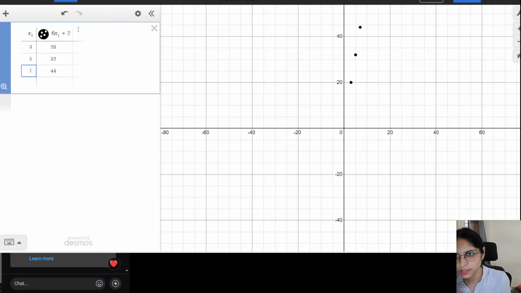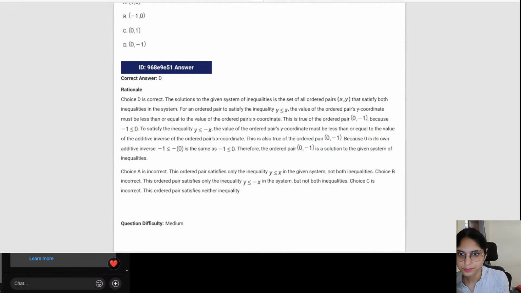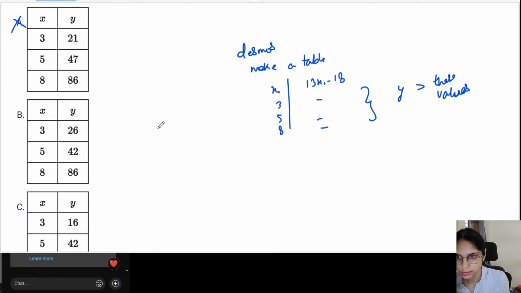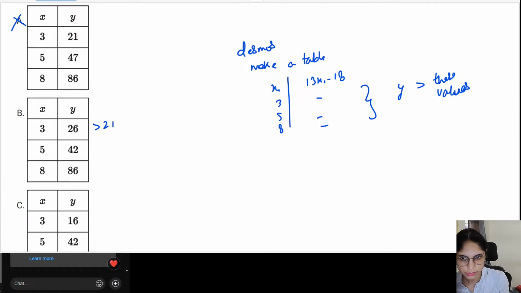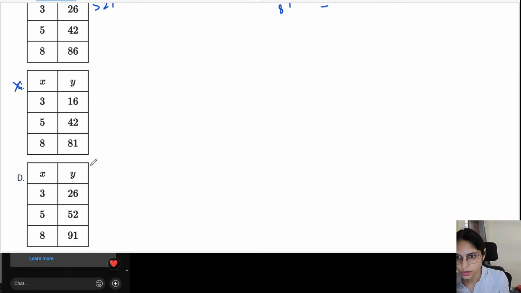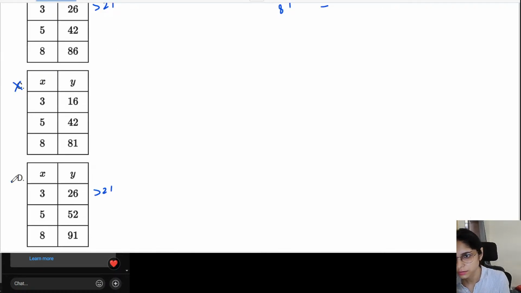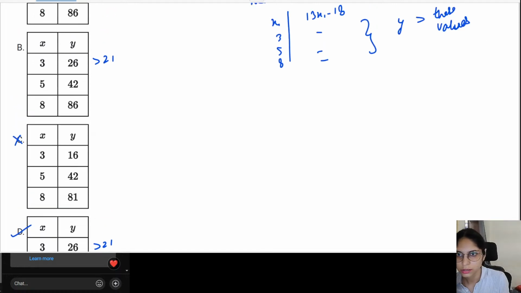Now we have 13x minus 18. 13x1 minus 18. And we have 3, 5, 8. It should be greater than 21. This is not correct. This works. This is not correct. This works. Now the second option should be greater than 47. And the third option should be greater than 86. So option D is the only one that works.